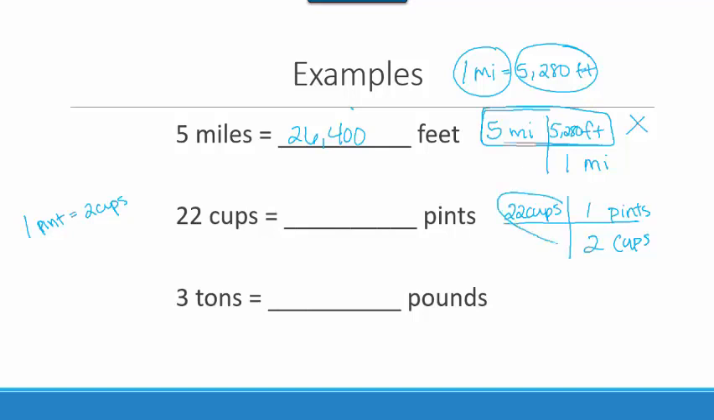So notice I have a number at the top and then I have a number at the bottom. If you have a number at the top and a number at the bottom, then you're going to divide those 2 numbers.